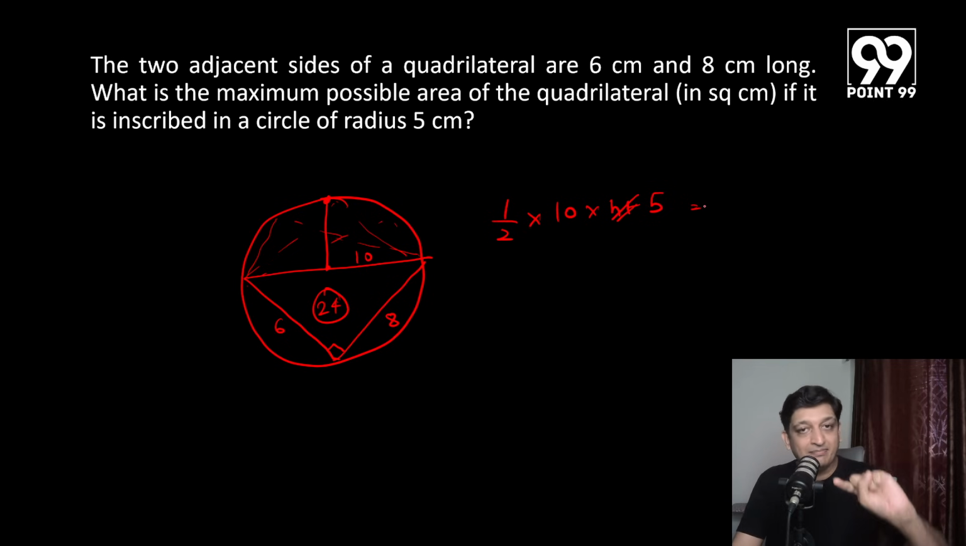So in this case, the maximum possible area of the other triangle is going to be half into 10 into 5, that is 25 square centimeters. Overall, the maximum possible area is going to be 49 square centimeters and not 48 as some of you might have found out. Let's move on to the next question.